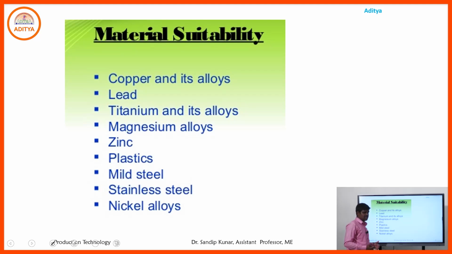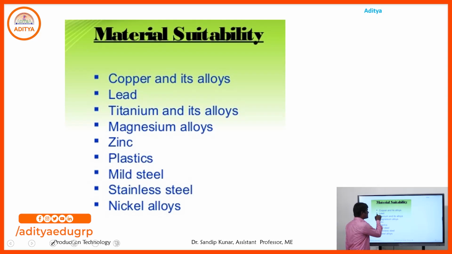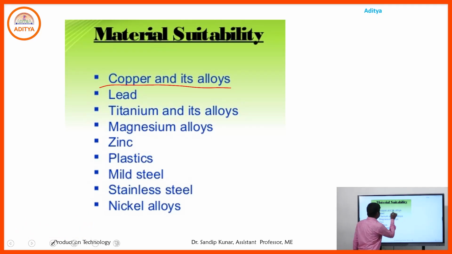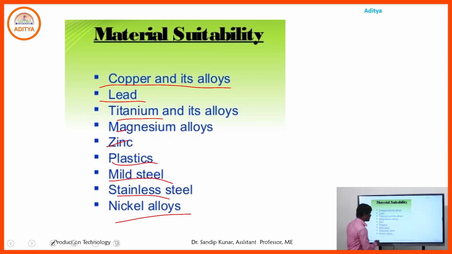For which materials have we done welding using the friction stir welding process? What are the materials? We have used it for copper and its alloys, lead, titanium alloy, magnesium alloy, zinc, plastics, mild steel, stainless steel, and nickel alloy. For most alloys and metals, we have used the friction stir welding process.